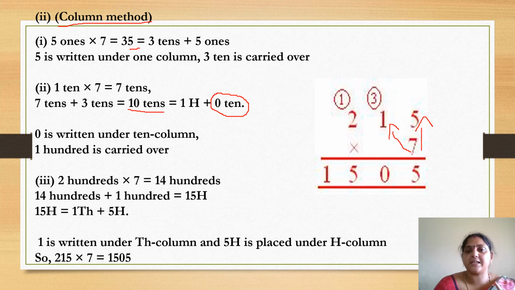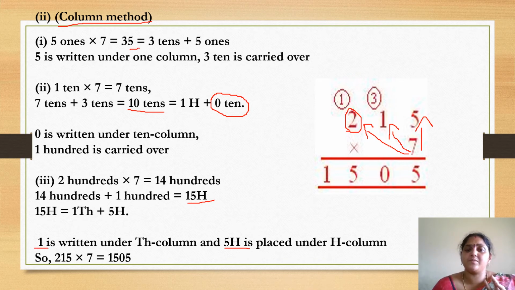Now in the hundreds place we are having 2. So this should be multiplied again with our multiplier. When you multiply, you get 14. Already we are having 1 in the hundreds place. Now add 14 plus 1, it is 15 hundreds. When it is 1500, you will be writing 5 in the hundreds place, 1 in the thousands place.